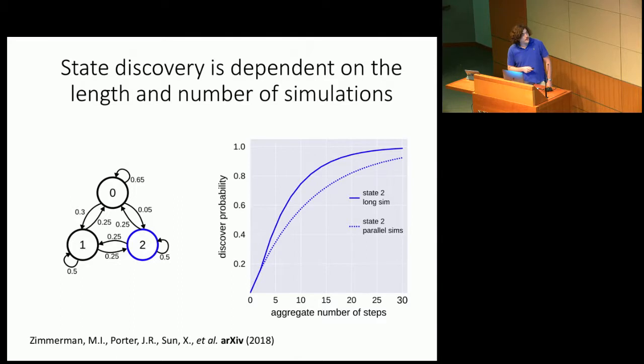The probability of discovering state 2 from state 0 for a long simulation is higher than for many parallel simulations. So from this, you might conclude that maybe long simulations are just better at exploring landscapes, but that's not the case. It's definitely dependent on the landscape.